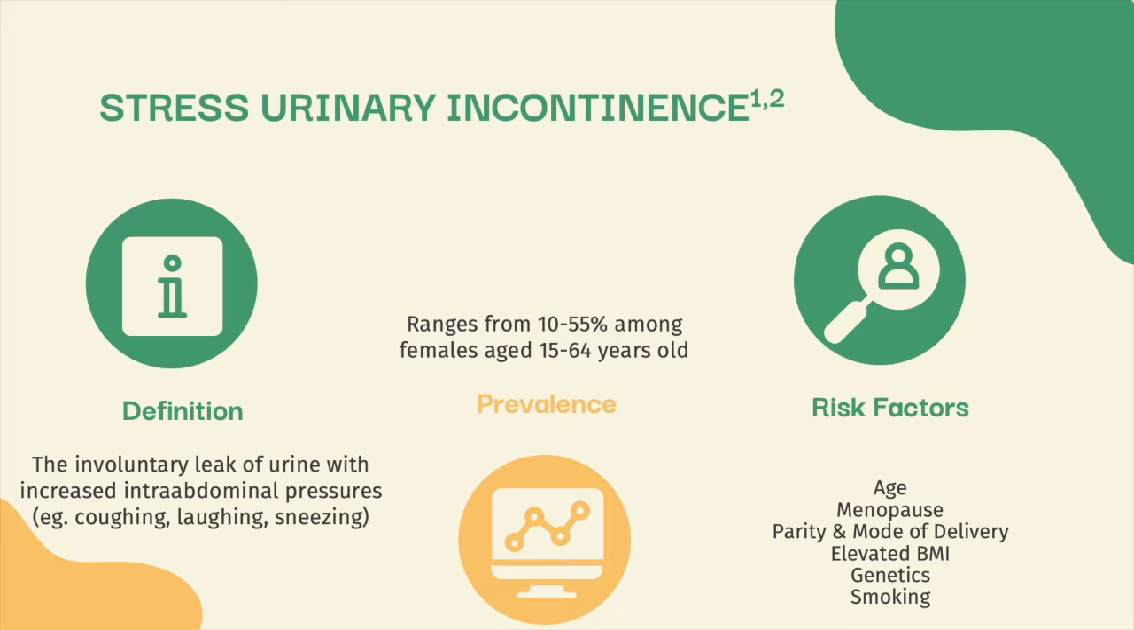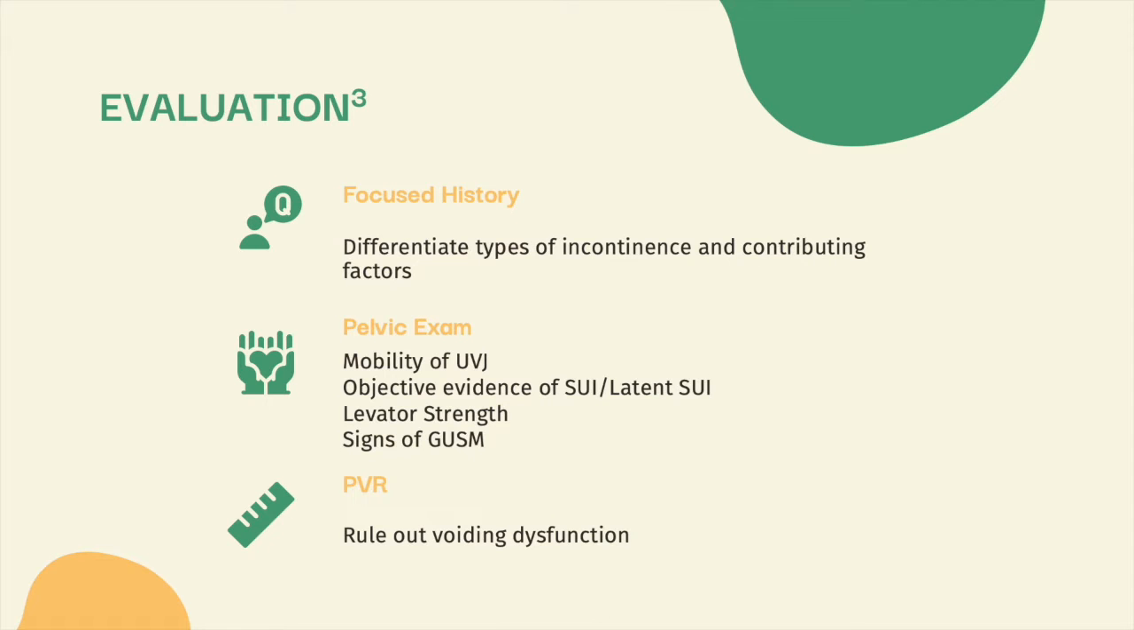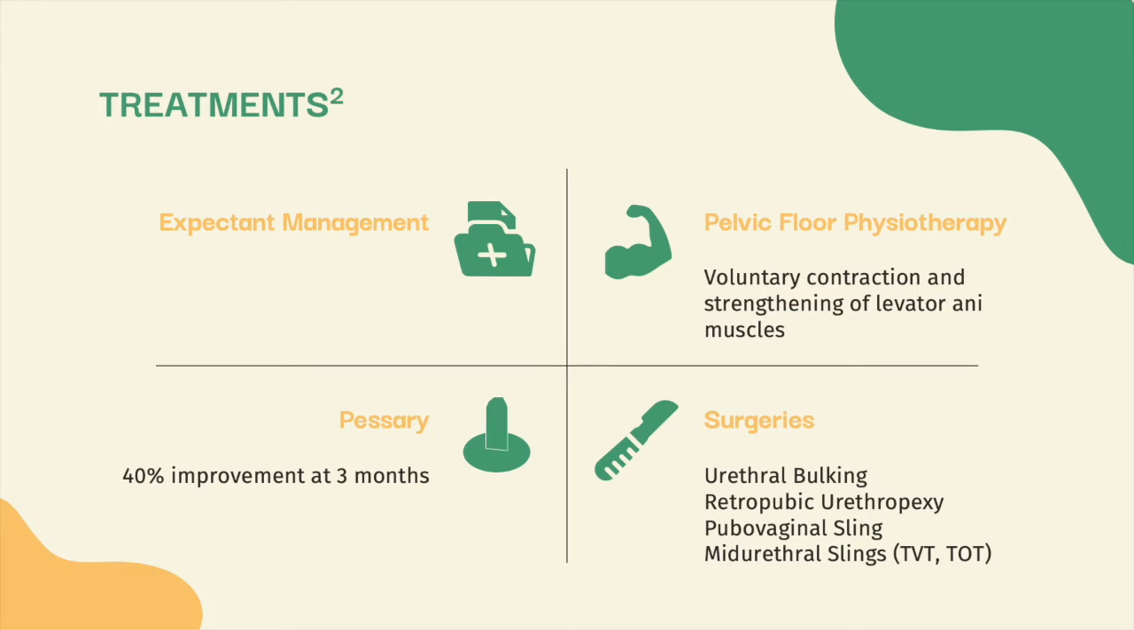Risk factors include those that weaken the pelvic floor. Evaluation for SUI includes a focused history, physical examination, and ruling out voiding dysfunction with a post-void residual. As this is a quality of life issue, acceptability of various treatment options depends on the risk-benefit profile for the patients. Expectant management, pelvic floor physiotherapy, pessaries, and various surgical managements are available.